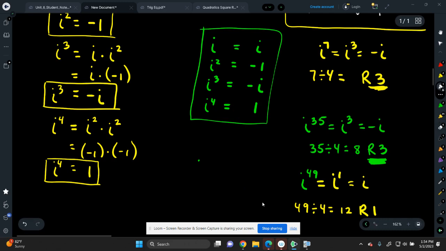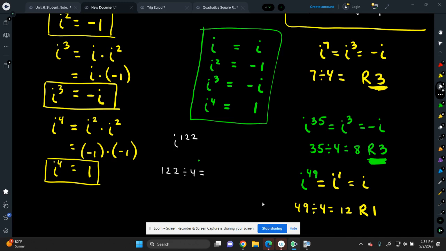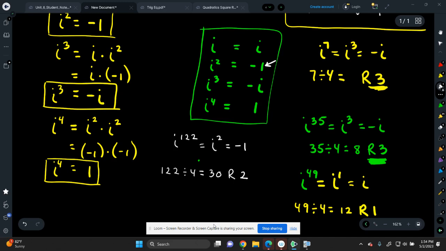Okay? How about i to the 122? So divided by 4. Good. 122 divided by 4. So what's that going to be? 30. 4 times 30 is 120 with a remainder of 2. So i to the 122 is the same as i to the 2nd, which is equal to negative 1. i to the 122 is equal to negative 1.